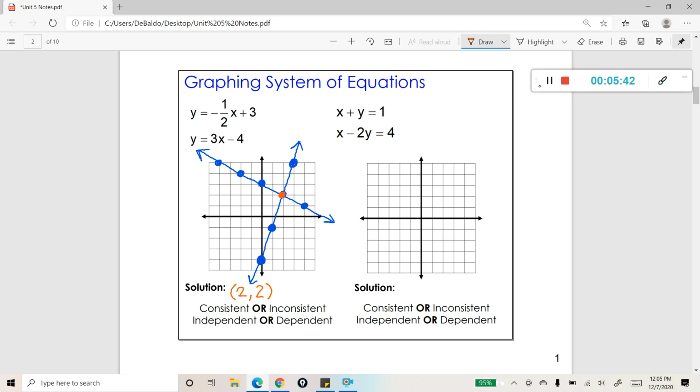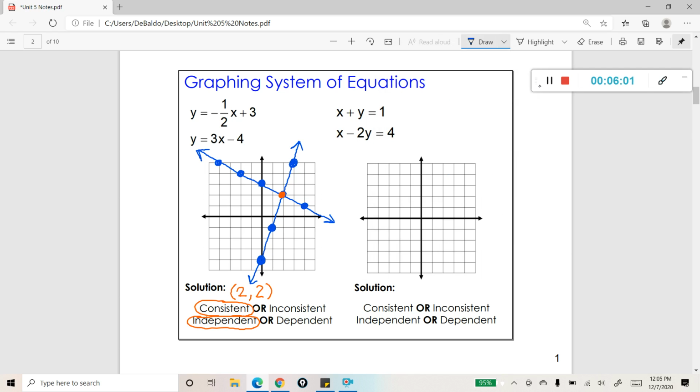So my solution to this system is (2, 2). And because this system has a solution, that means that it is consistent. And since it has exactly one solution, that means that it is independent. So I'm going to go circle those terminologies below. Okay, let's take a look at another one.